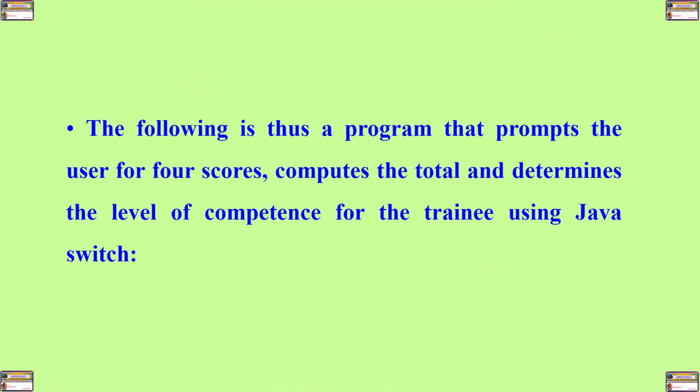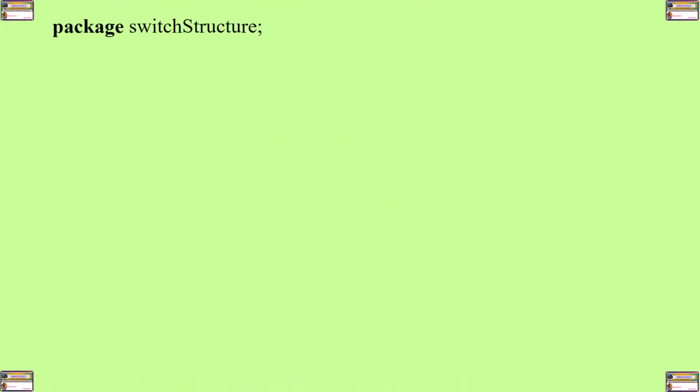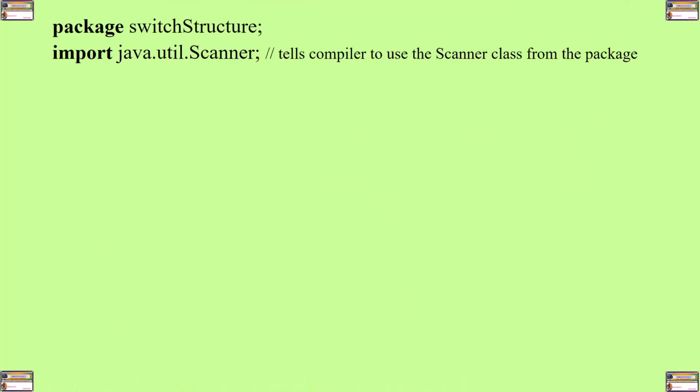The following is therefore a program that prompts the user to enter four scores, computes the total, and then determines the level of competence for the trainee using Java switch based on the sum of the values entered. The name of the program, or the name of the package, is switch structure.